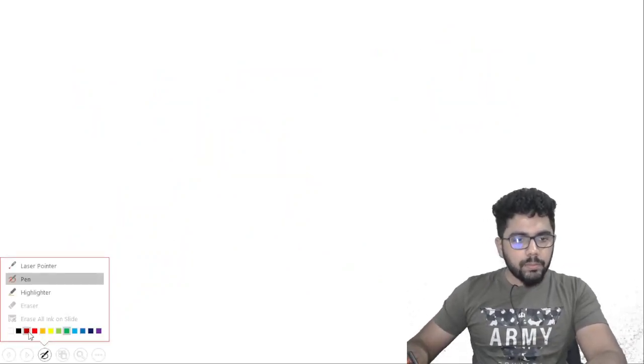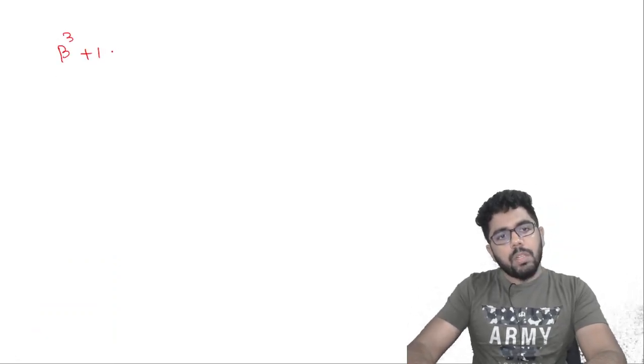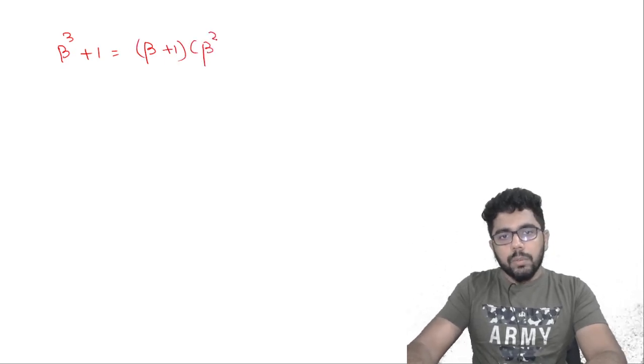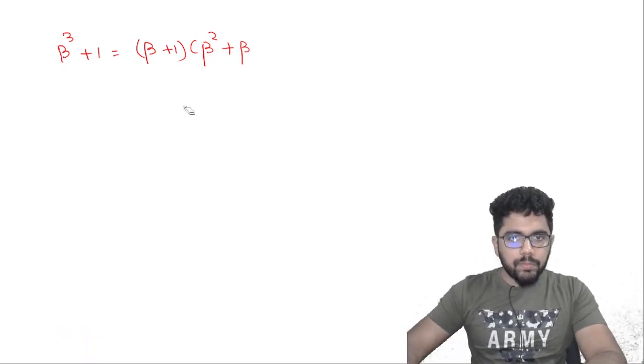If we use the same logic again for beta, I can write it in this way, that beta cube plus 1 is like beta plus 1 whole into beta square minus beta plus 1.